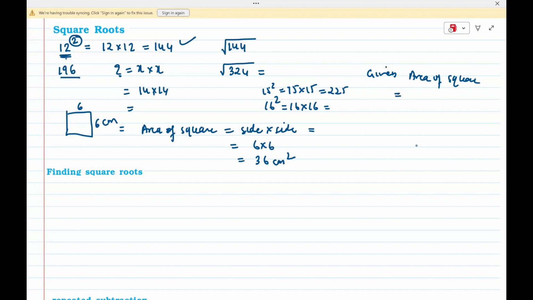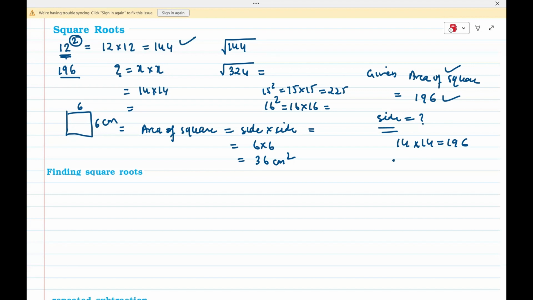Take the example of 196, correct? What is the side then? After giving the area, they have asked us the side. It means I need to find a side value such that if I multiply side into side, it should come to 196. So it is 14, because 14 into 14 will give you 196. Same way, up to 20 we can learn. And actually we should learn the squares up to 20.